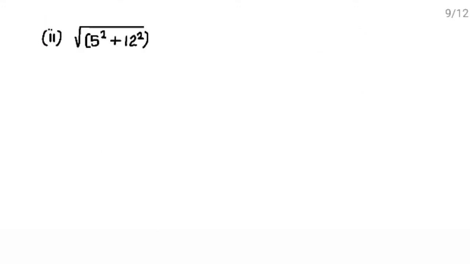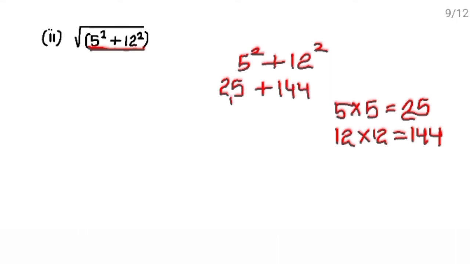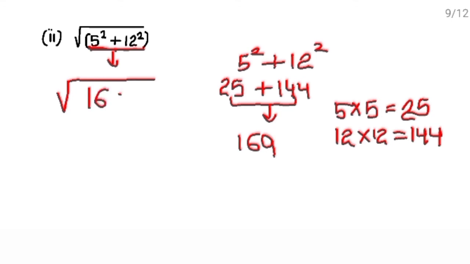Again, next one. Firstly you will solve this inner bracket. Let's solve 5 square plus 12 square. What does 5 square mean? 5 multiply 5, which is 25. So write 25 here. Plus 12 square means 12 multiply 12, it means 144. So right here 144. When you add them, you will get 169, right? So in place of this bracket, square root symbol, put 169.